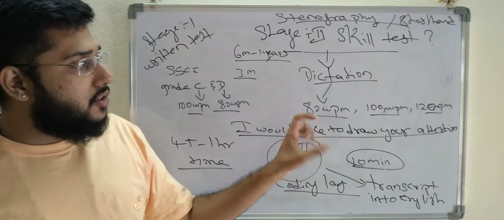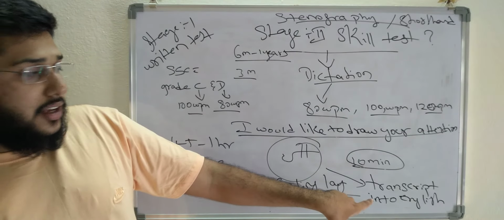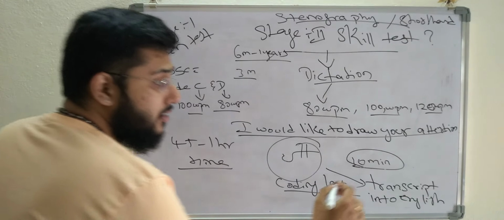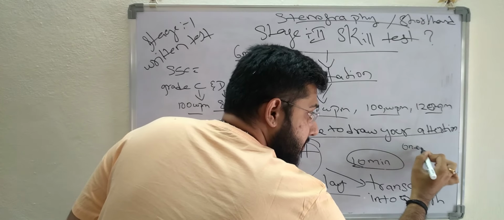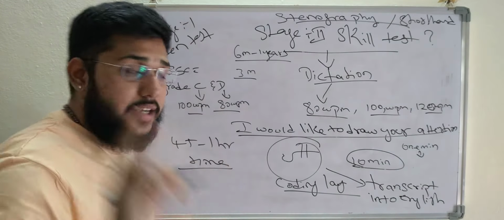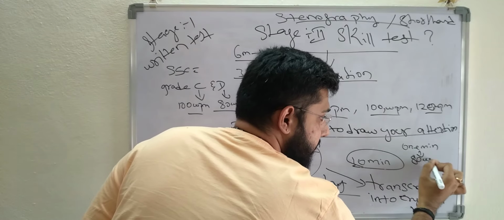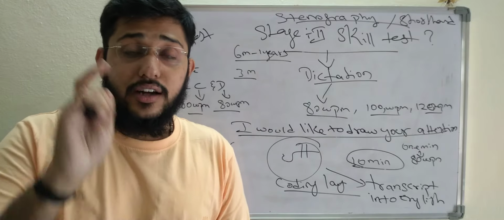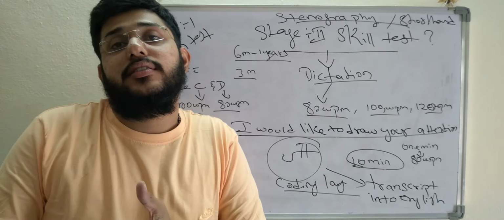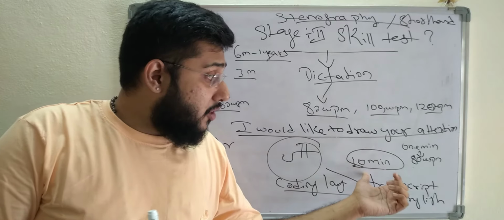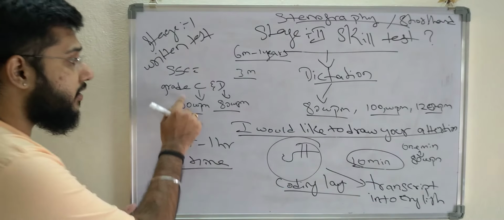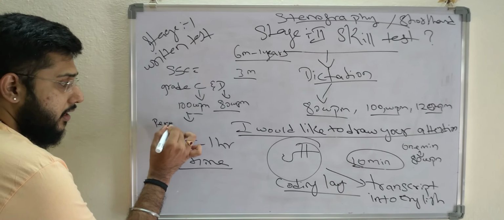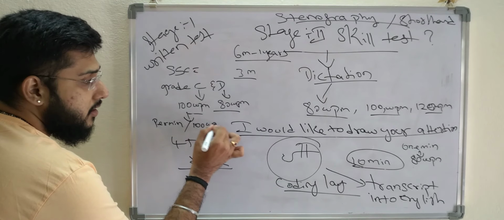So it depends on the speed. If they are giving a dictation for 10 minutes, then for 1 minute, 80 words you are supposed to write. If you are applying for grade D, you are supposed to write 80 words per minute. Like that, they'll give you a dictation for 10 minutes. And if you're applying for grade C, it's 100 words per minute.